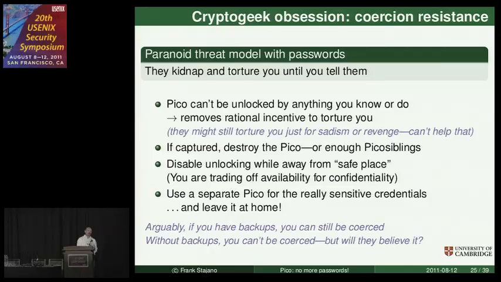So if you had a rational torturer, which is a big if, then this removes the incentive to torture, because whatever they do, you still can't unlock the damn Pico. Now, this doesn't guard against the possibility that they might torture just because they like it, or just because they don't like you, or just out of revenge because you had a Pico instead of a password that you could tell them after enough torturing. So it's not a complete solution to that.